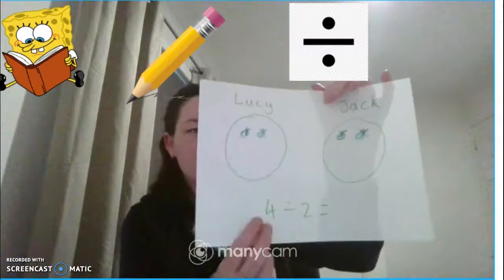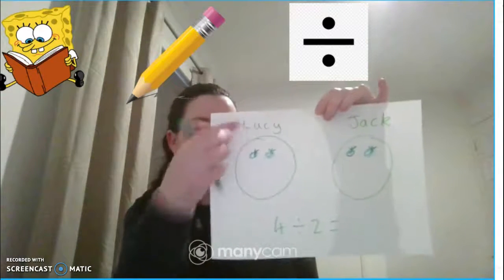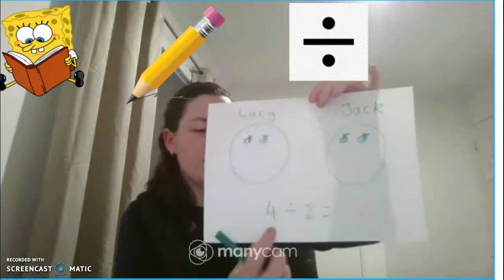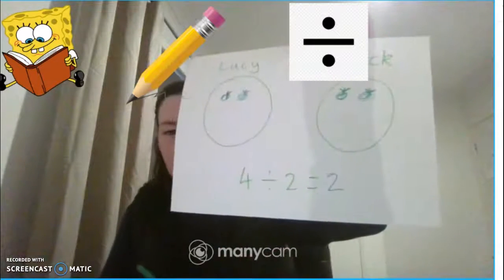To work out the answer to the question, you need to count how many apples are in one group. So here's Lucy's group. She's got 2 apples. So 4 apples shared between 2 people equals 2 apples each.